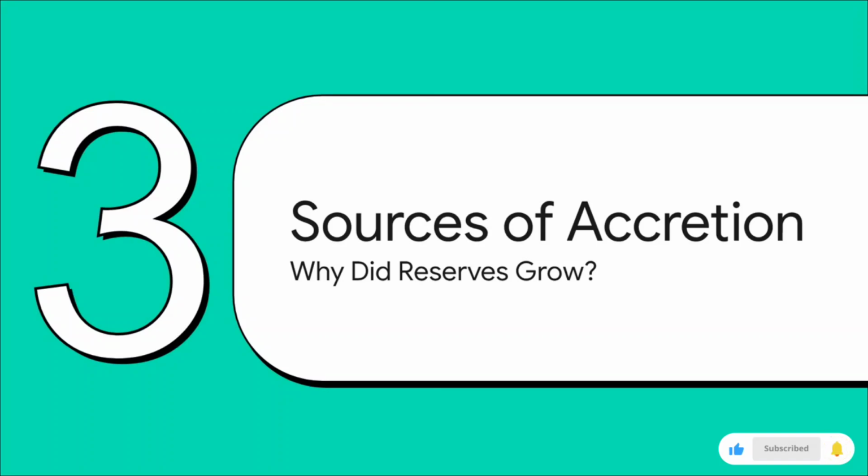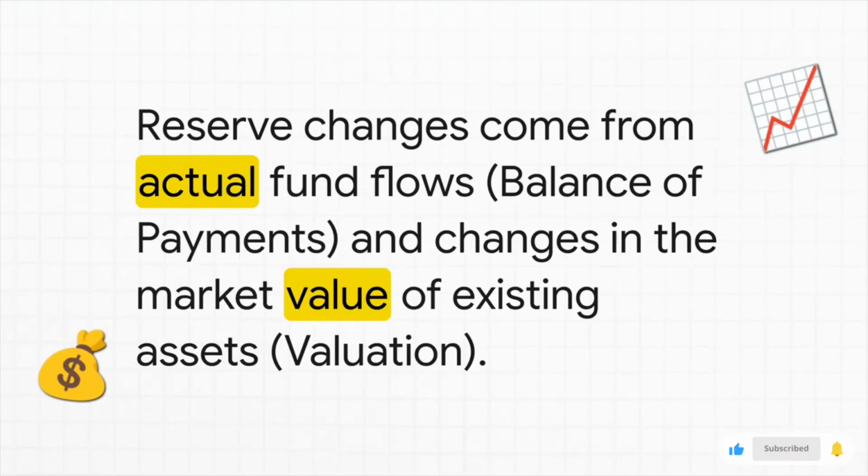All right, now let's analyze the underlying reasons for this change. We're going to dive into the balance of payments data to see what's really going on. You know, it's super important to distinguish between new money coming into the country and the value of the assets we already hold simply going up. And for the period from April to June 2025, these valuation changes were, well, they were massive.